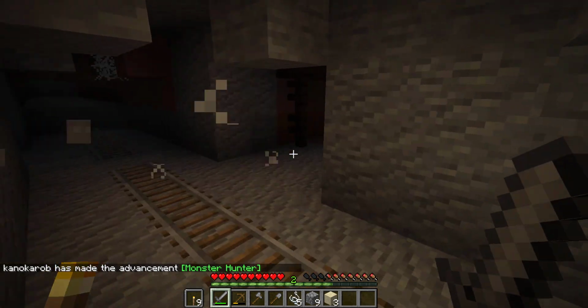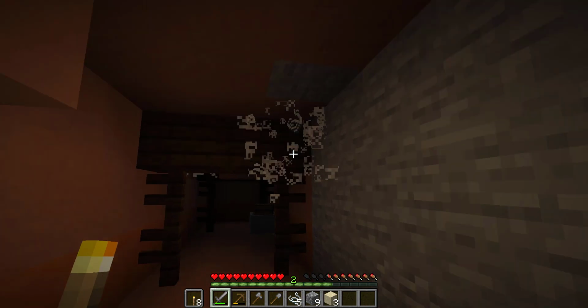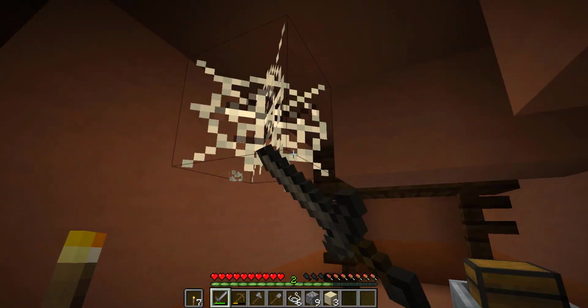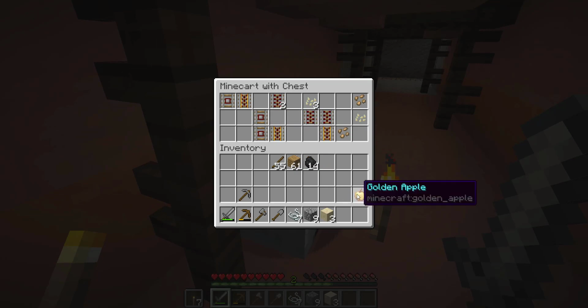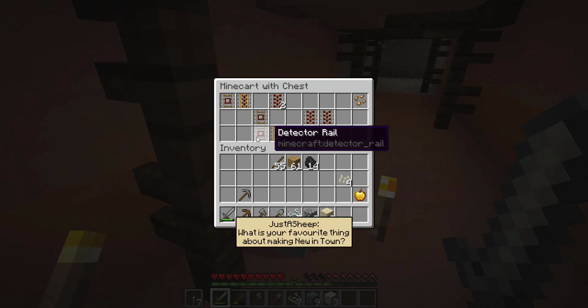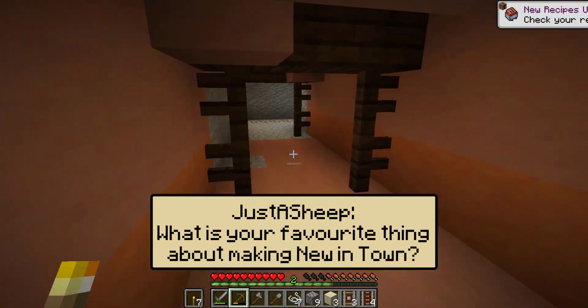So the speed at which I've had to keep up with the community growing around New in Town was definitely unplanned, and very much appreciated. Just a Sheep asks, what is your favorite thing about making New in Town? And I think it is the community.